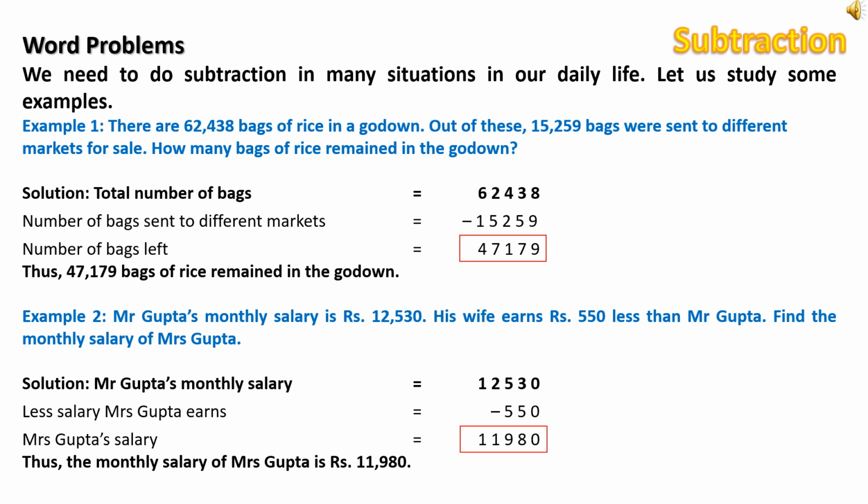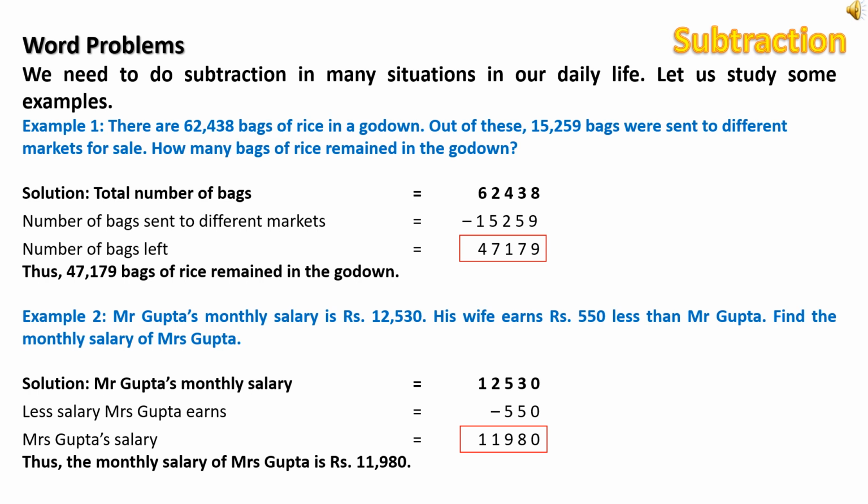So first, start the solution. Total number of bags is 62,438 and number of bags sent for sale, that is 15,259. We subtract 15,259 from the first one, then you will get the answer. And after subtracting, we are getting 47,179.